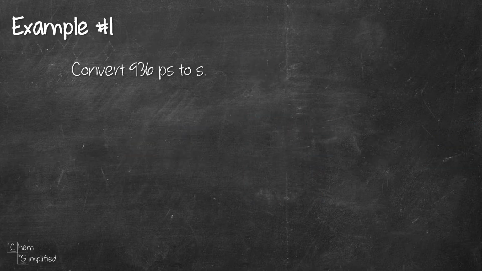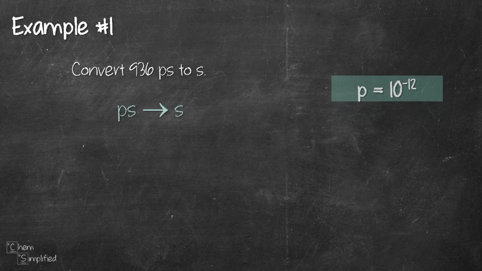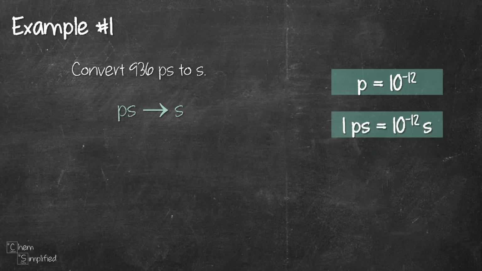Question is asking us to convert 936 picosecond to second. If you recall from our SI prefixes, the value for pico, which is p, is 10 to the power of negative 12. So what this means is 1 picosecond is 10 to the negative 12 s. Second is the base unit in this case. Pico is the prefix. So we're trying to convert picosecond to second. Now that we know the conversion factor, we can easily convert.